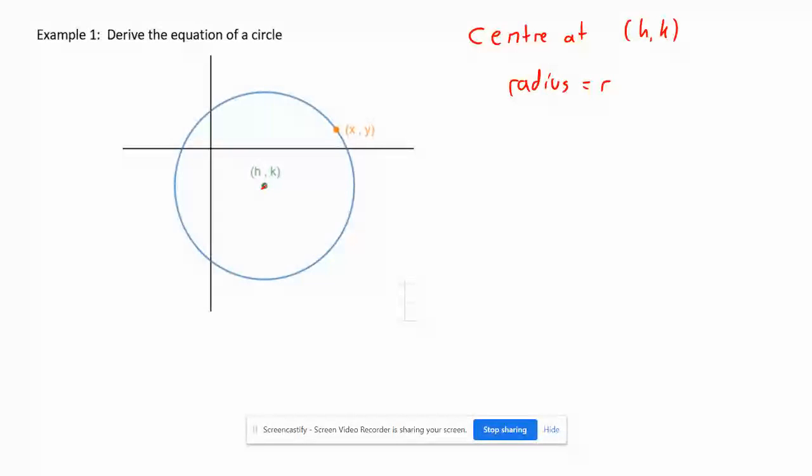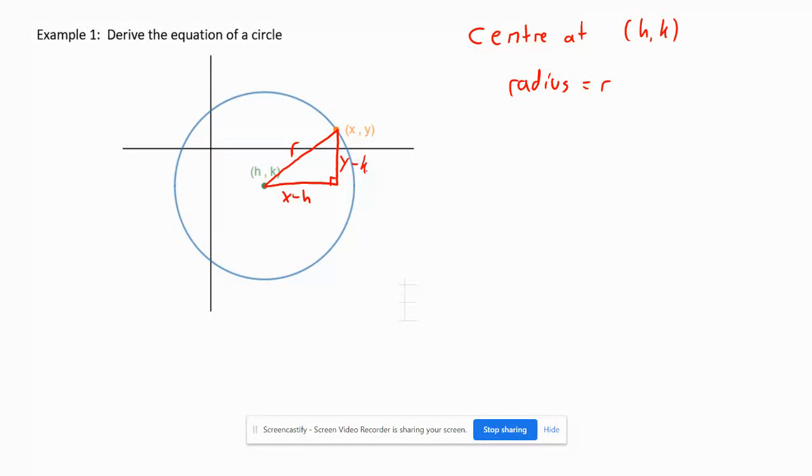So what I'm going to do is draw the radius from here to here, and draw a triangle that looks like this. Labeling this triangle, from here to here is the radius, so we label this one r. The horizontal leg of the triangle is whatever this value of x is minus this value of h, so it's x minus h. This leg of the triangle, from here to here, is y minus k.